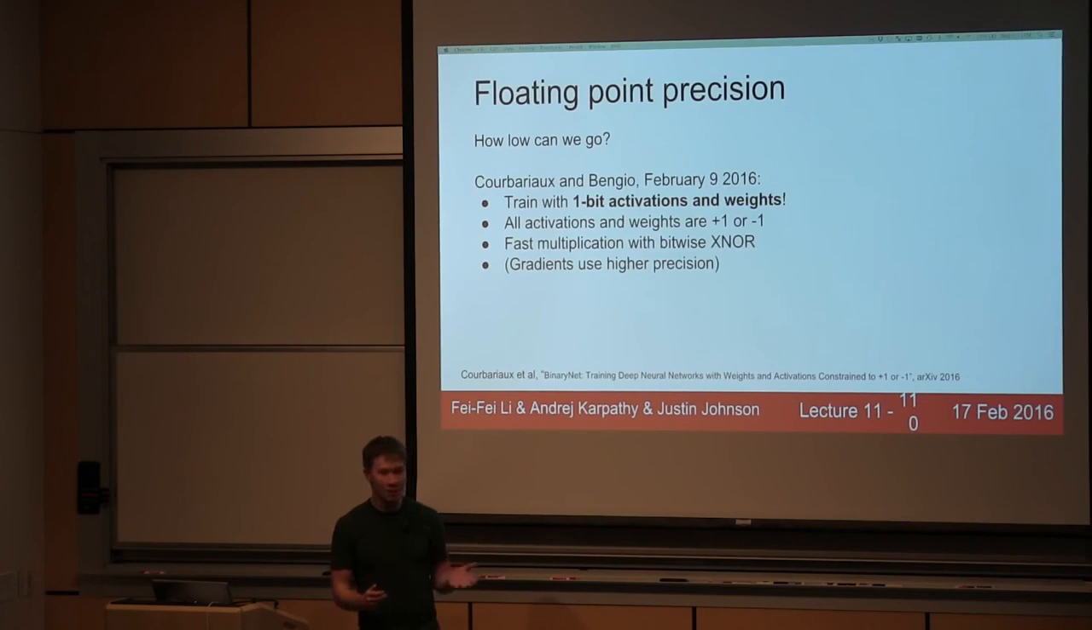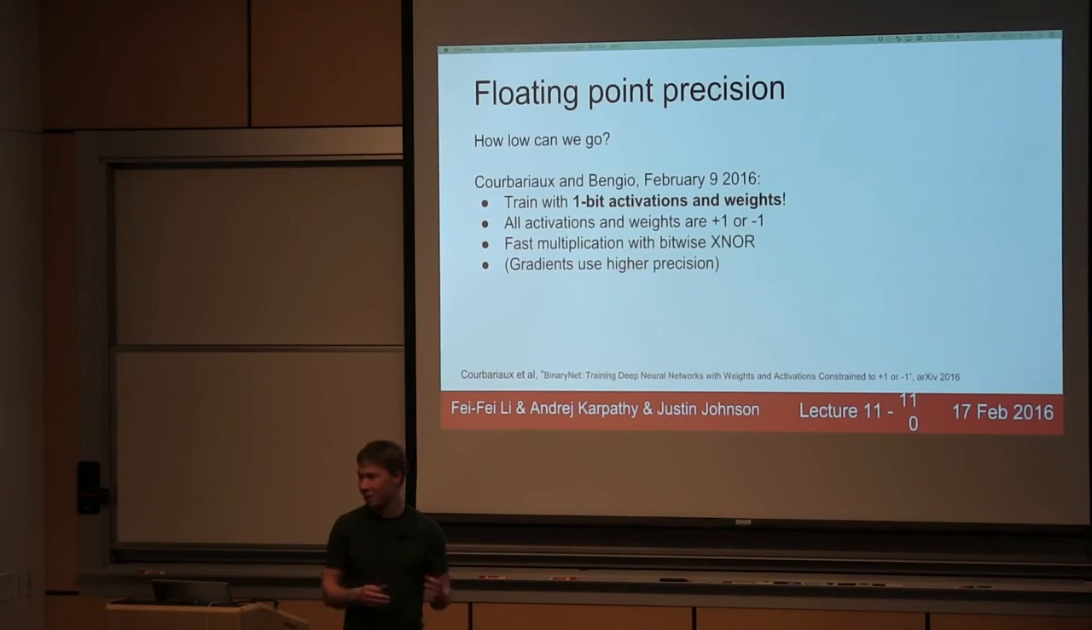Now you don't even really have to do multiplication. You can just do bitwise XNOR to multiply those. So that's pretty cool. But the trick is that on the forward pass, all of the gradients and activations are either 1 or -1. So the forward pass is super, super fast and efficient. But on the backward pass, they actually compute gradients using a higher precision. And then these higher precision gradients are used to make updates to these single bit parameters.